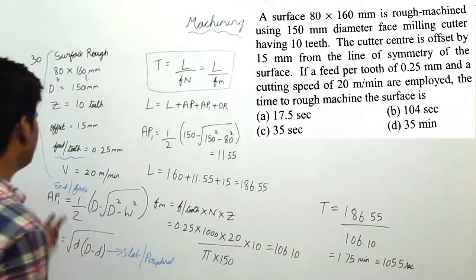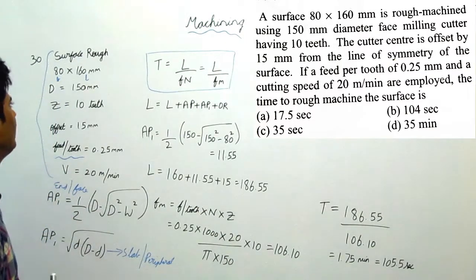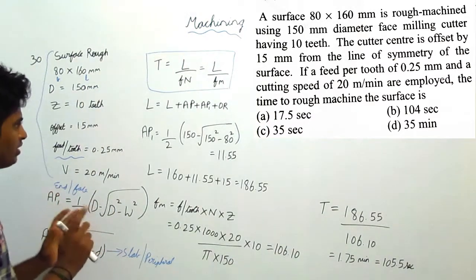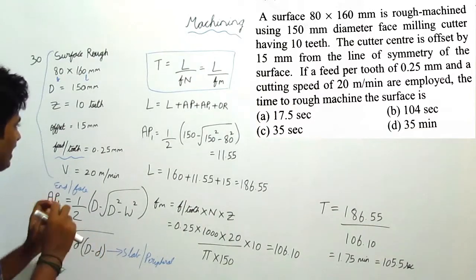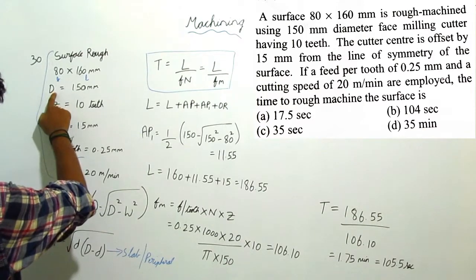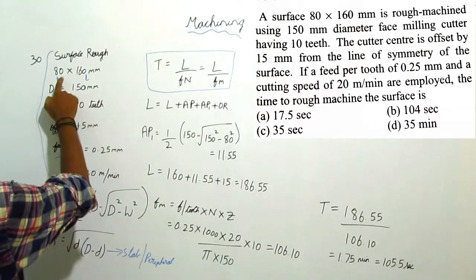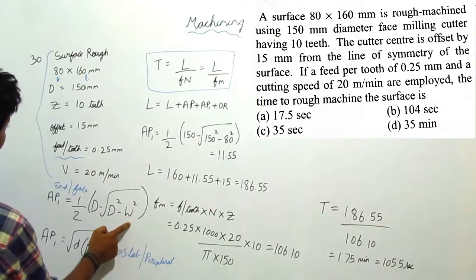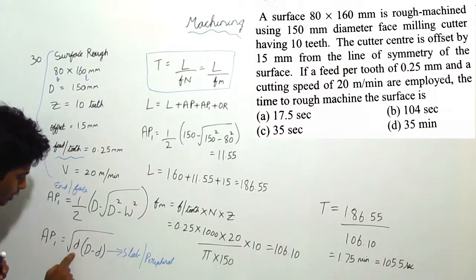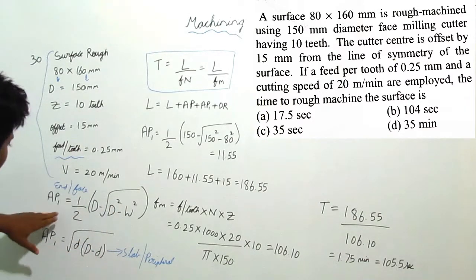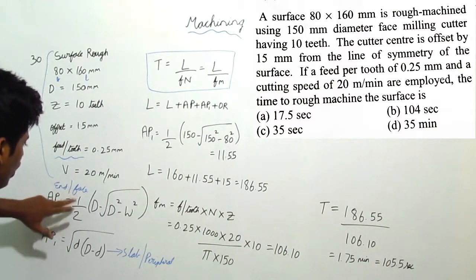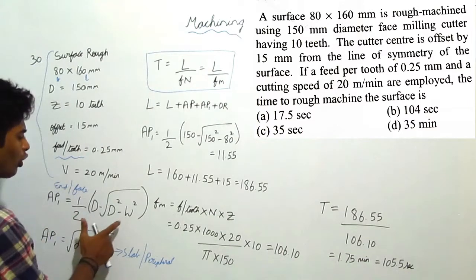But in the question they haven't mentioned whether it is end milling, face milling or any type of milling process. They have given only these values. In the given data, they have given capital D, that is diameter, and the length and breadth, the width of this workpiece, but they haven't given depth. So we can assume it is end or face milling, and solve the problem using this formula.